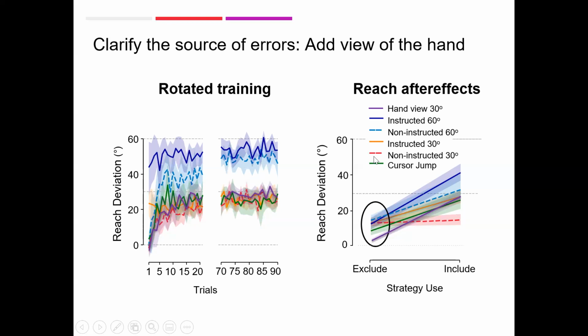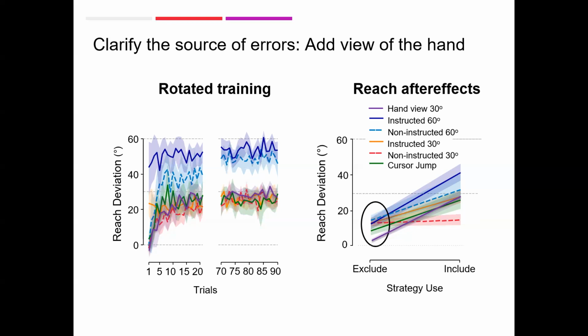So for all these groups, except for the people who weren't instructed and got a small rotation, and they can't even elicit any additional deviation when told to use a strategy, all the other groups had various amounts of conscious, or at least they were aware of the manipulation and were able to produce it when asked. Okay, so this is interesting.